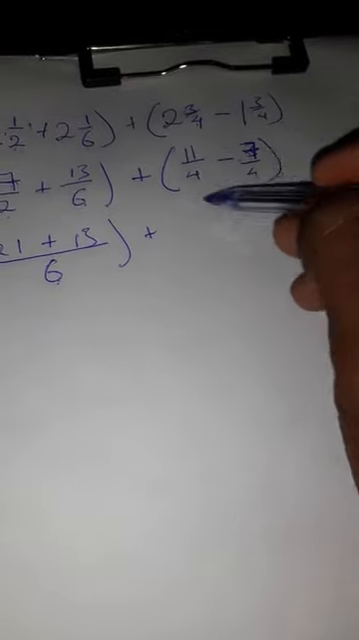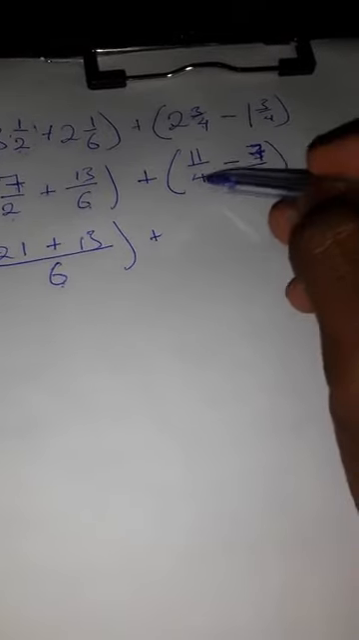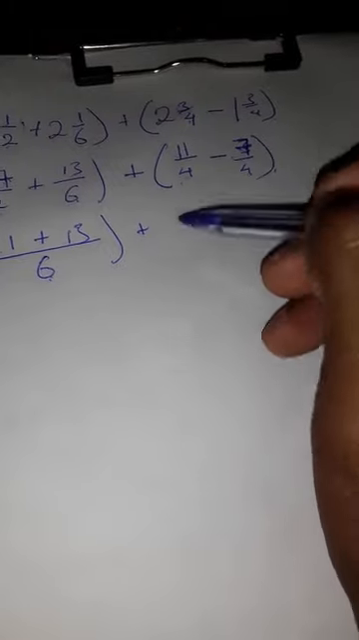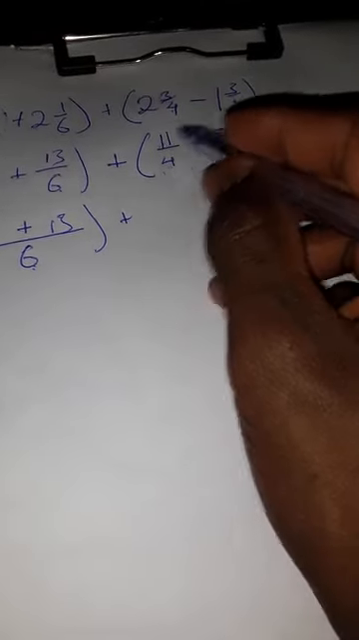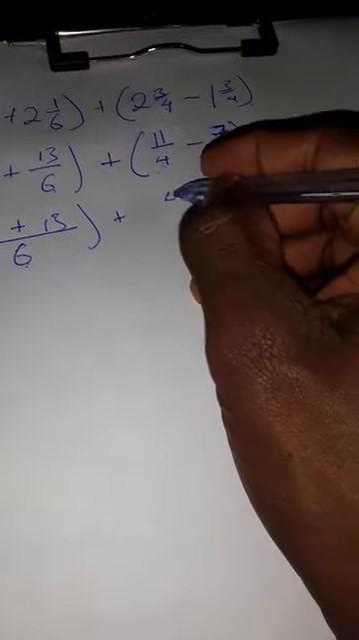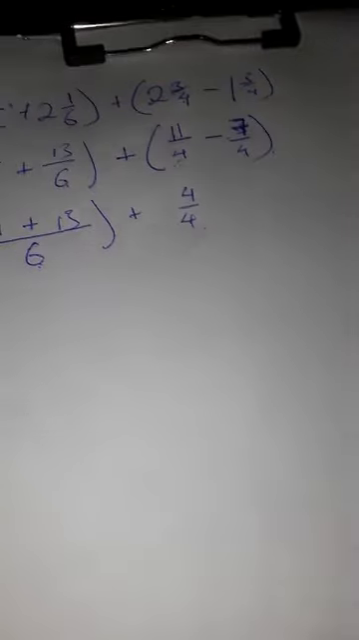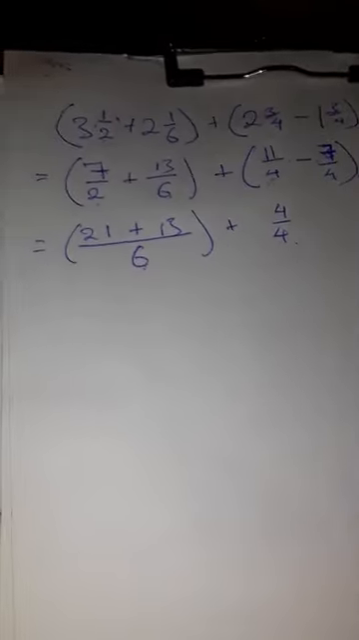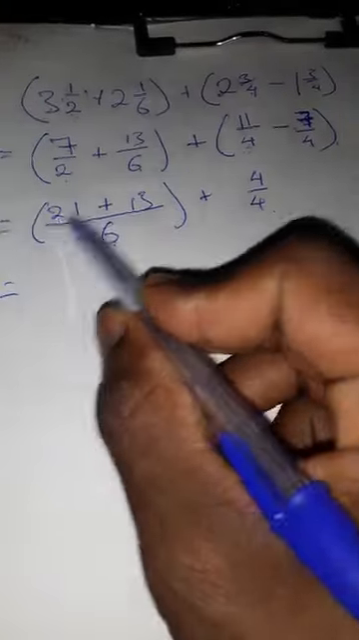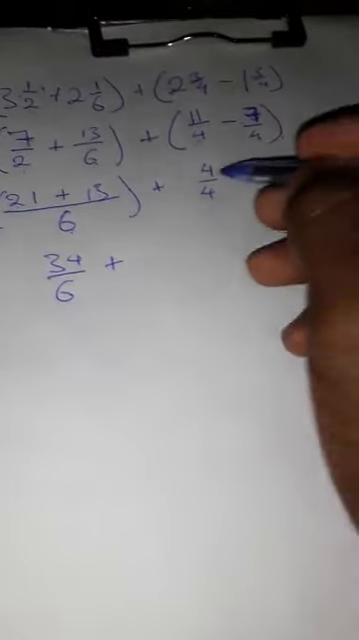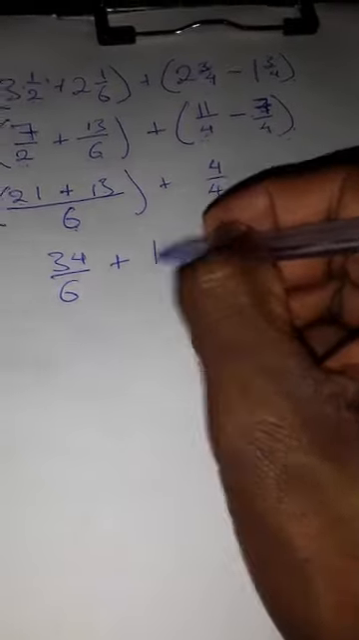So for this other one, the denominators are the same, so we're just going to subtract the numerators there. If the denominators are the same, you subtract the numerators. So we have 11 minus 7, that gives you 4, over the denominator, which is 4 there. So let's proceed still. 21 plus 13 gives us 34 over 6, plus 4 over 4, that's 1, gives you a whole number there.